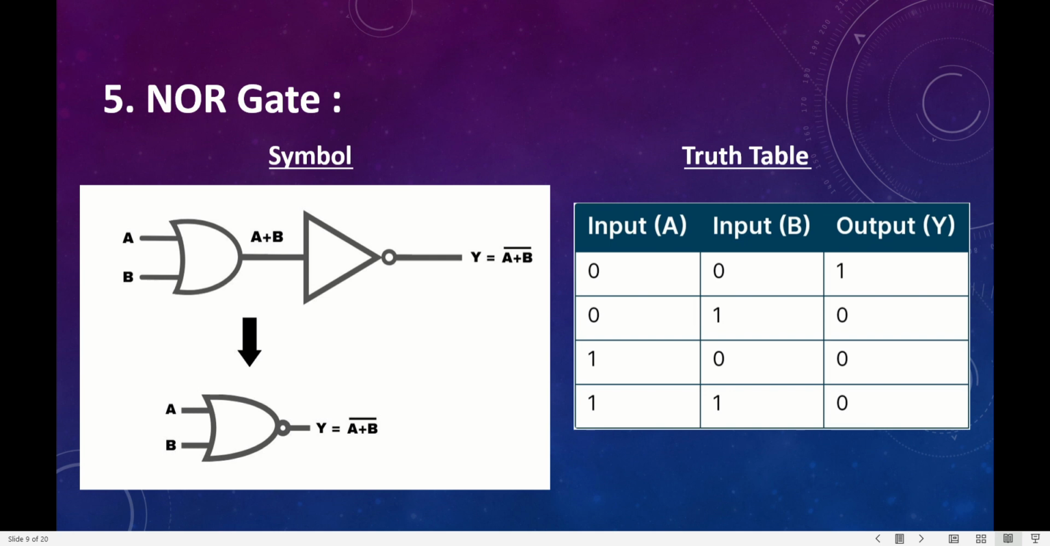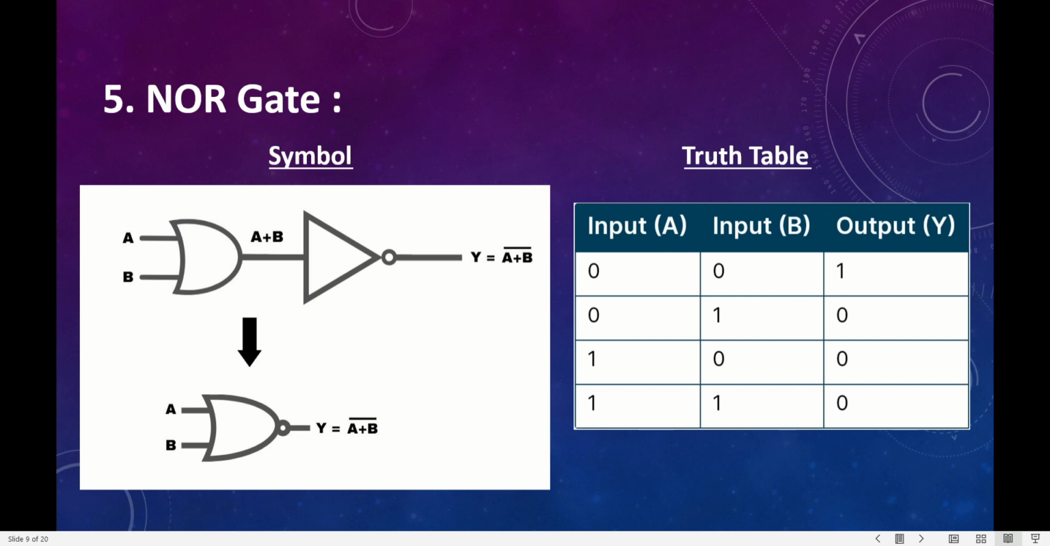When the inputs are 0 0, the output is 1. When input a is 0 and input b is 1, the output is 0. When input a is 1 and input b is 0, the output is 0. And when both a and b are 1, the output is 0.